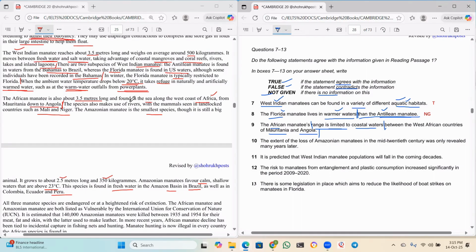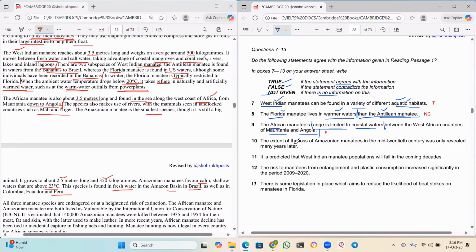Because he says it is found in the sea along the west coast of Africa. It is a bigger region. But here he says it is limited to the coastal waters between Mauritania and Angola, which is completely opposite in meaning, right? So what is the answer, guys? This one is giving the opposite meaning, so it should be false, because it is not limited to coastal waters. It can be found in the sea. That's the reason for that.